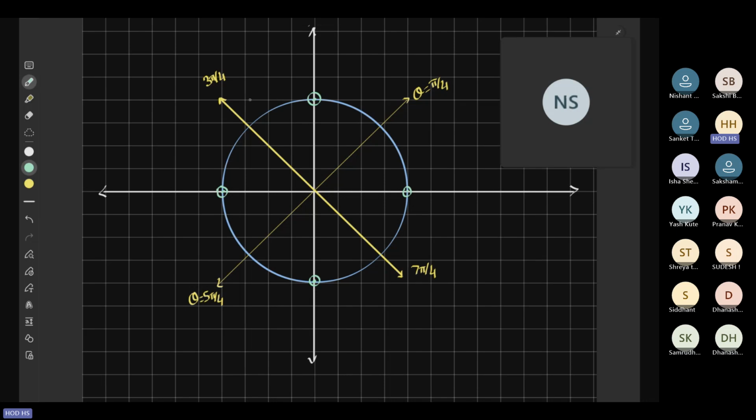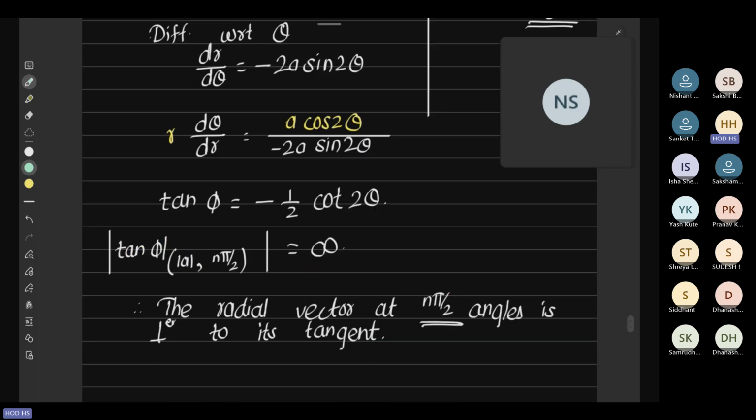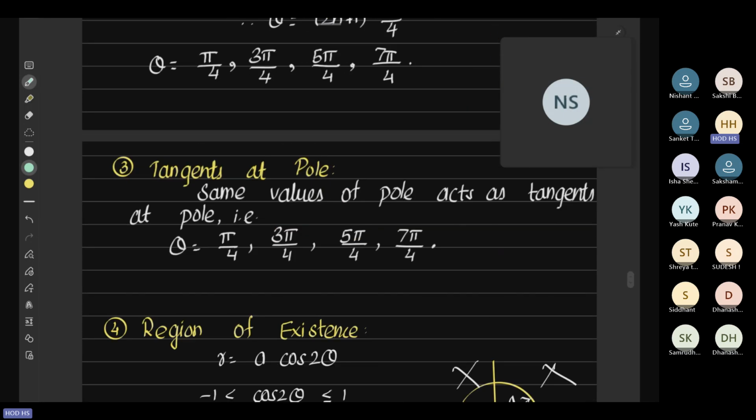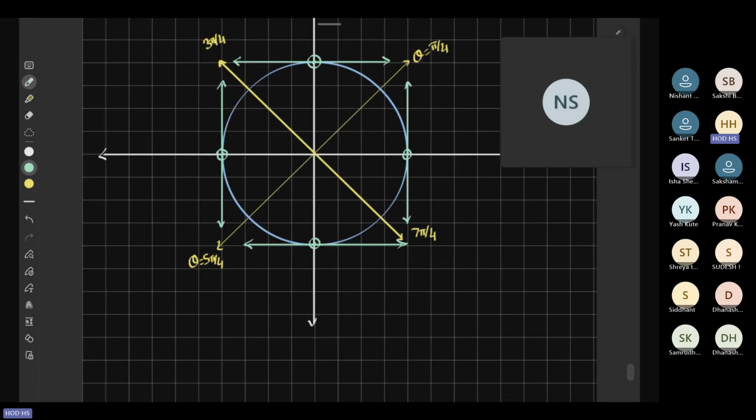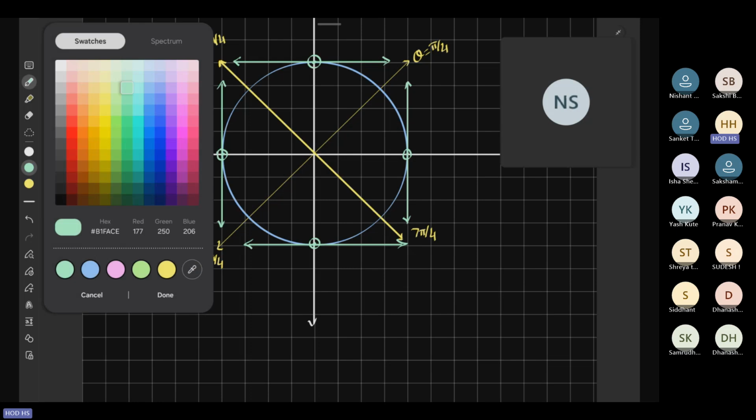Now I'll draw the tangents at these points. Notice that tangents were perpendicular to the radial vector. So this is my radial vector and perpendicular to it, this vector is my tangent vector. This vector is tangent here. This vector is tangent here. And finally, this vector is tangent at that a comma 0. So I guess I have used all the information. We have used radial tangents. We have used region of existence because we are not going to plot anything beyond this circle. So finally, we'll plot the graph.